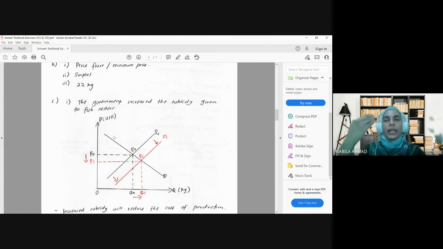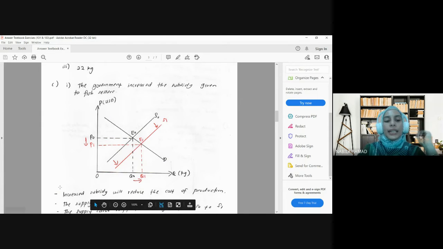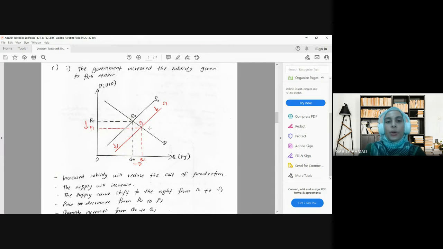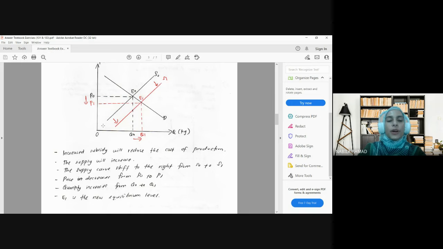So bila government increase the subsidy, the cost of production will decrease. So bila cost of production decrease, the supply of fish will increase and the supply curve will shift to the right from S0 to S1. Right? So what happened after the shift? After the shift, the price reduced from P0 to P1 and quantity increases from Q0 to Q1.